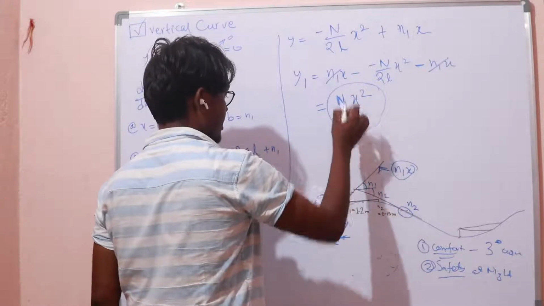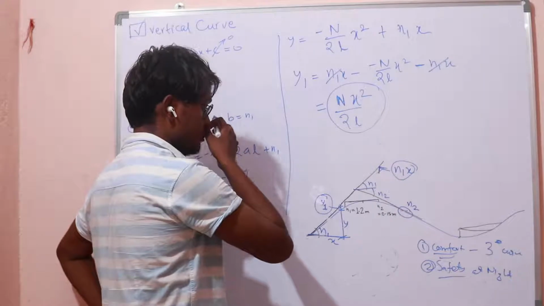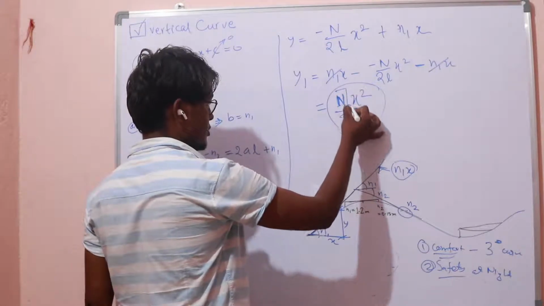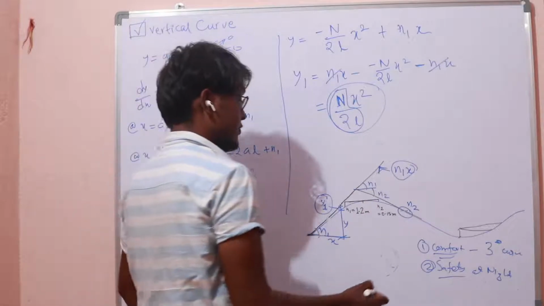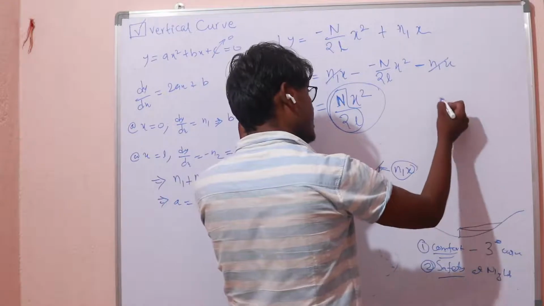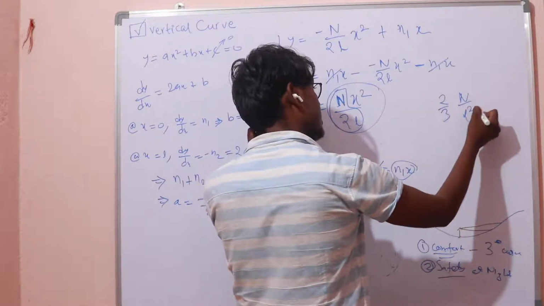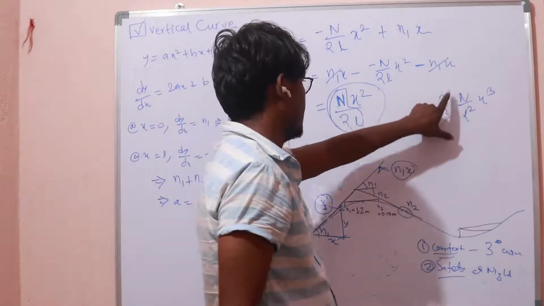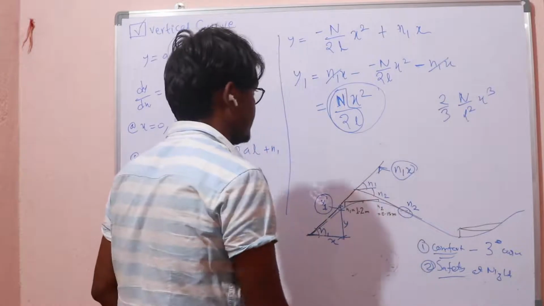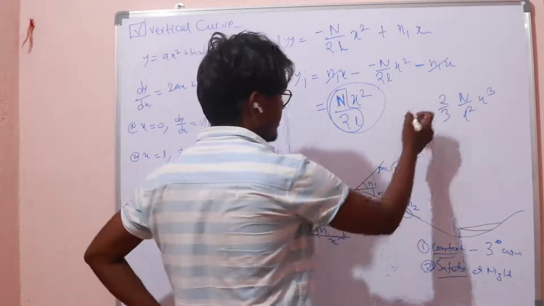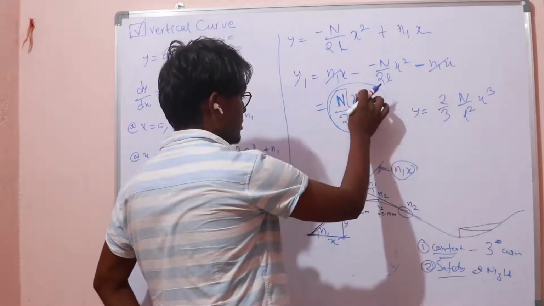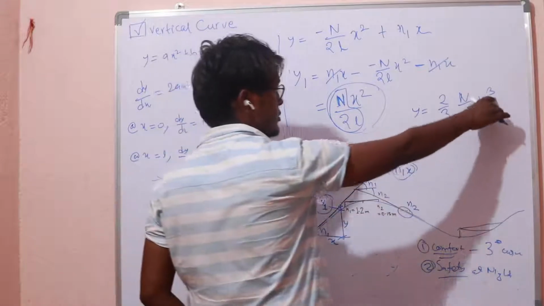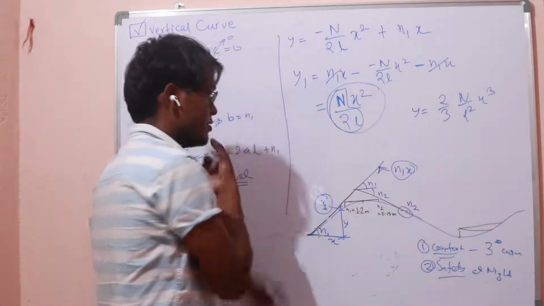n x square over 2l, where x is the variable here and n over 2l is the constant. Similarly, if we find it for a third degree curve, this comes to 2 over 3 times n over l square times x cube. Simply extrapolating this equation, we can see 1 over 2, then 2 over 3 n over l square x cube. Dimensionally this will be correct: two dimensions of length, one dimension of length, three dimensions of length and two dimensions of length. If we cancel that, we get one dimension of length, that is y.